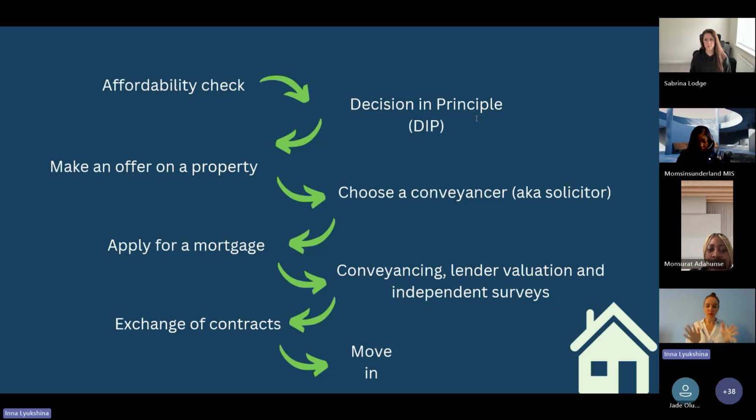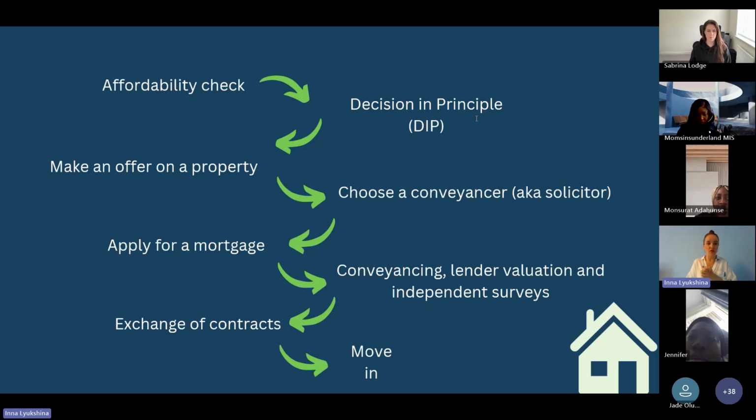Completion date in simple terms is the day when the whole transaction closes down. So the seller's solicitors receive money, and this is when the seller would give the keys to the estate agent, and you, as rightful owners, can go and pick up the keys.